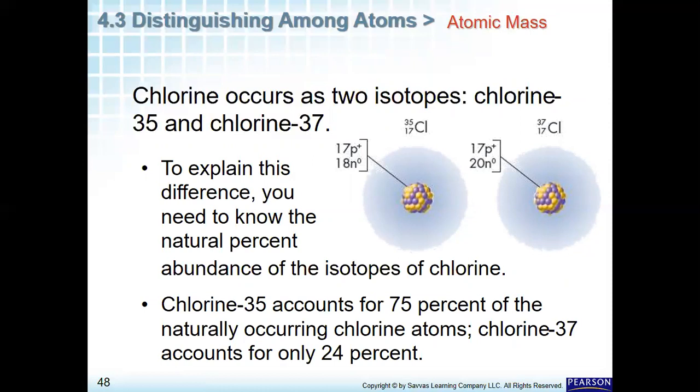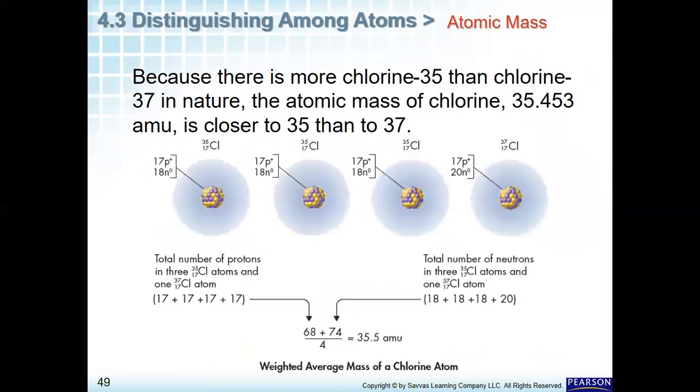So chlorine 35 has an abundance of 75%, and the other one, chlorine 37, has an abundance of 24 or 25%, around that. So if I take the ratio between them, for each 4 chlorine atoms that exist in nature, 3 of them are chlorine 35 and only 1 is chlorine 37.